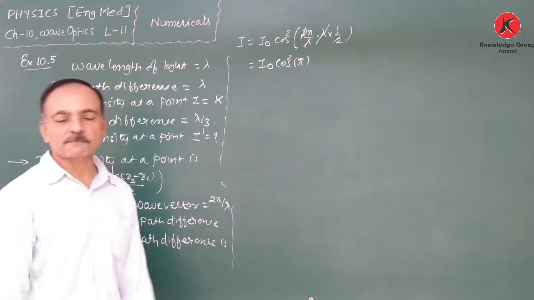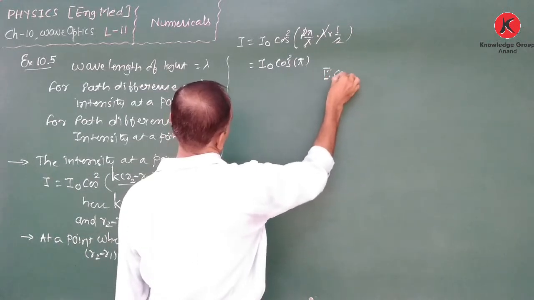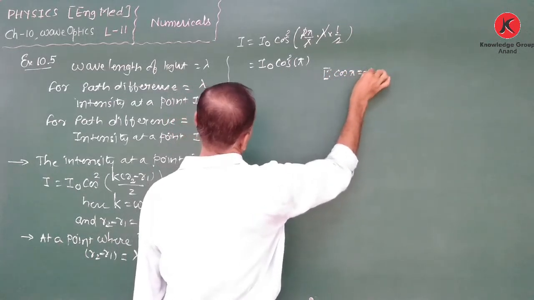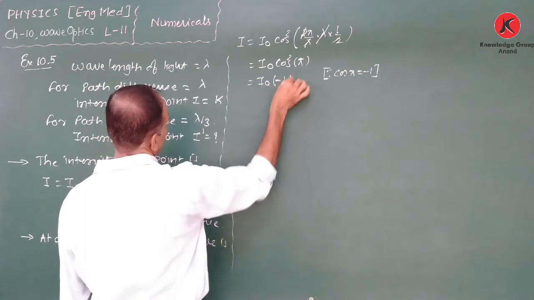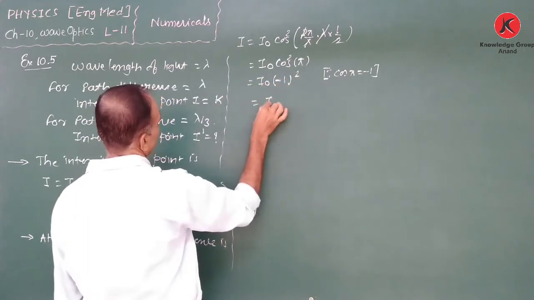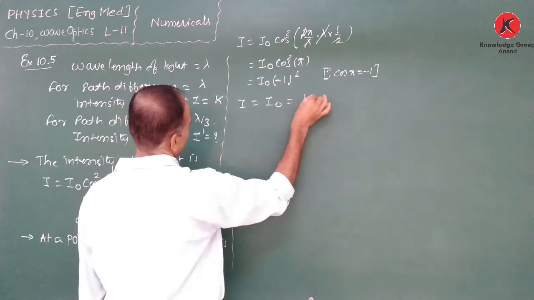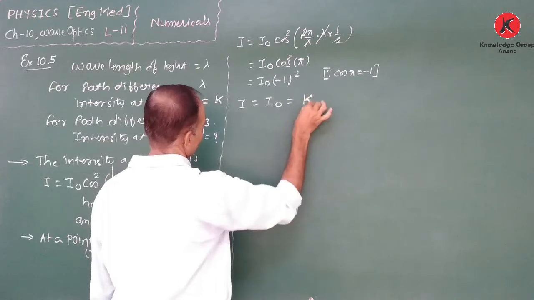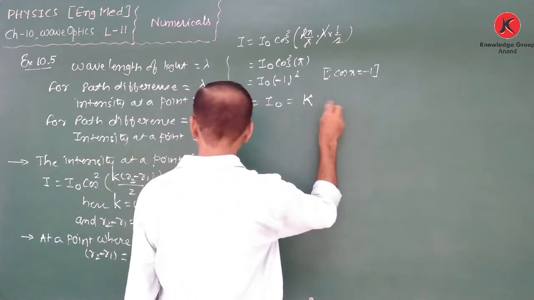We know that cos pi is equal to minus 1. Therefore I0 into minus 1 whole square is equal to I0, which is equal to I. But that is given as capital K. That is, capital K is already given. That is equation number 1.